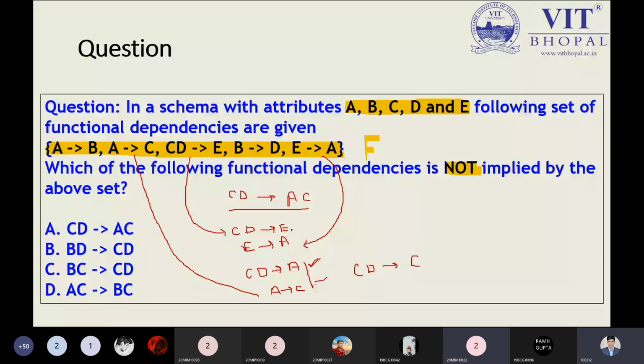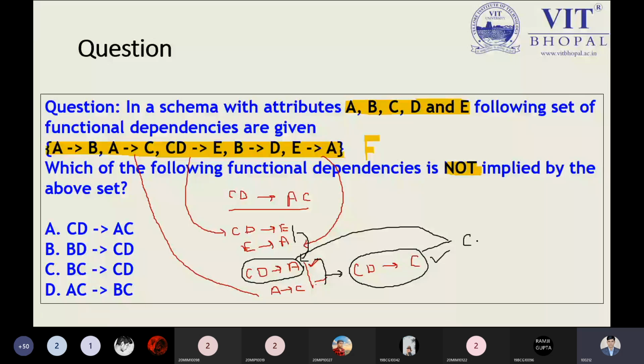Is it clear? CD determinant to C we are getting. So far, have you understood? Yes, sir. See, I am marking the arrow: we are getting this, and from this we get that. After getting CD determinant to C, this is one part, and the other was already calculated. After applying the transitive rule once again, we can get CD determinant to AC. It is possible, which means this would not be our answer.